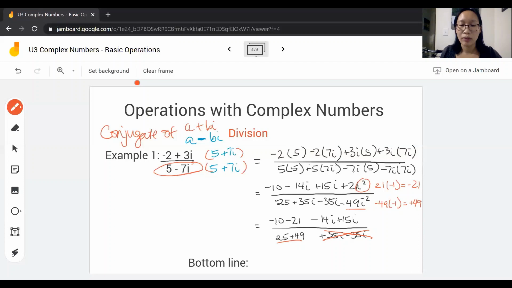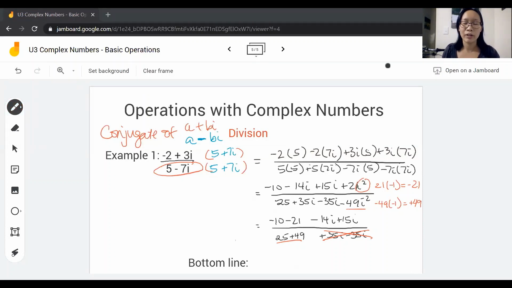Now I'm just going to rewrite this, combining all my like terms, and that will give me my final answer. My final answer is negative 31 plus i over 74. And if I wanted to break that up into an a and b part, this is negative 31 over 74 plus 1 over 74 i.